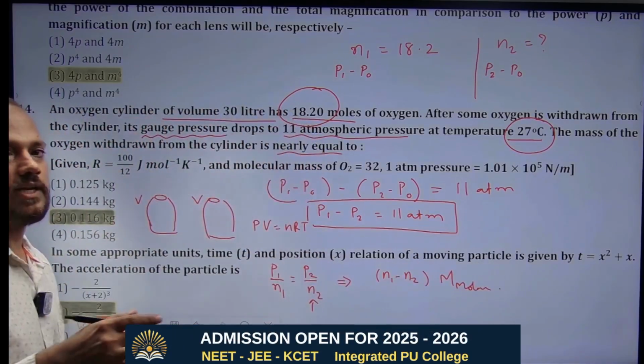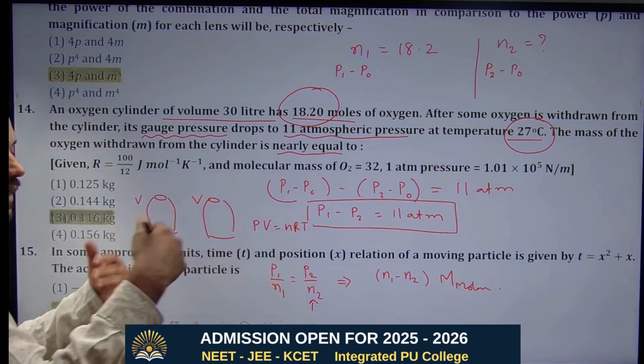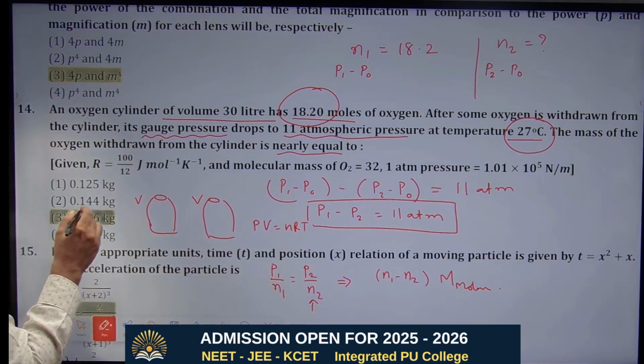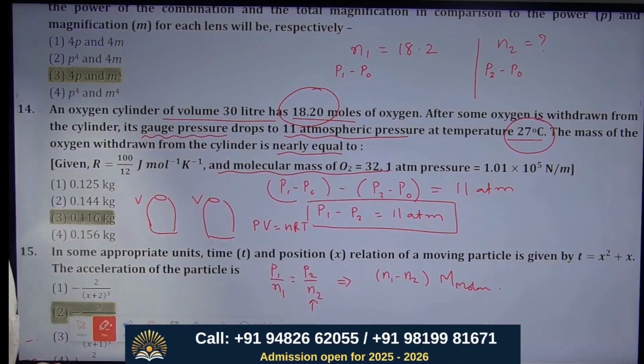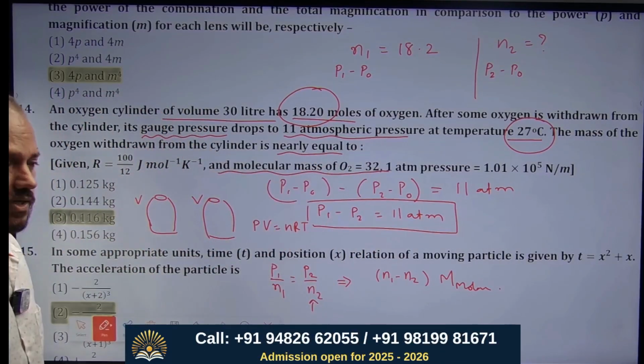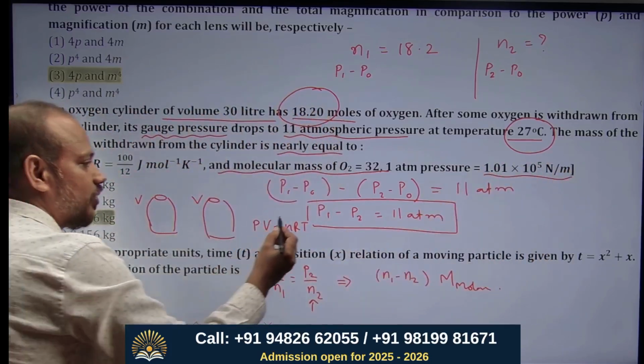Number of moles taken out multiplied by the molar mass, the answer will come in gram. Then you convert it into kg. So that's what is asked, right? And that's why you can see the molar mass of oxygen is given. Mostly we remember it, but it is given, good, right? What else is given? The atmospheric pressure, right? Anyway, that is also relevant over here.